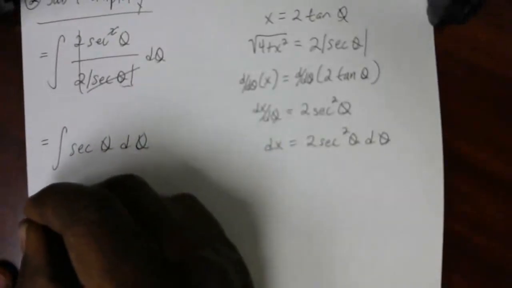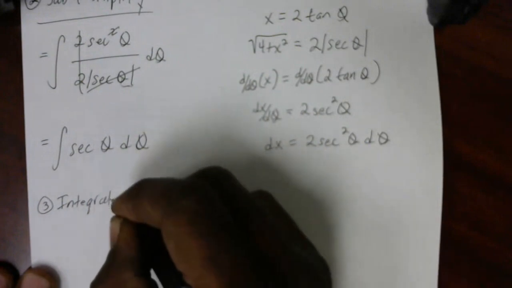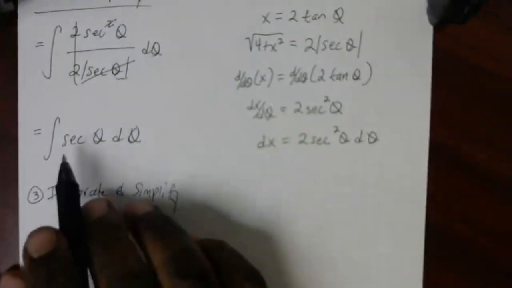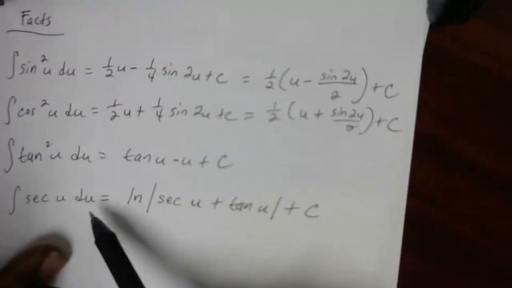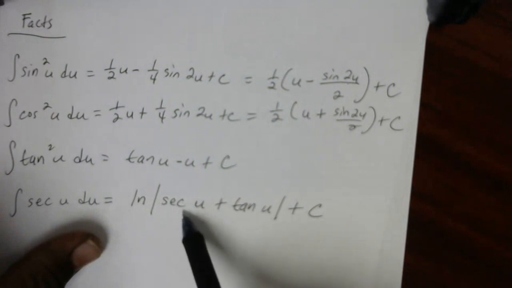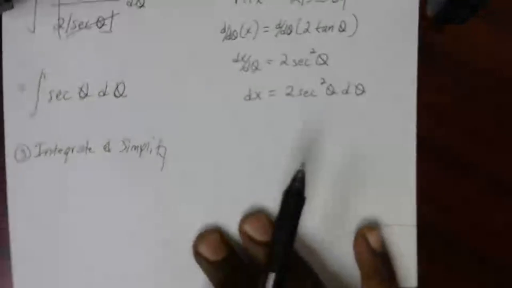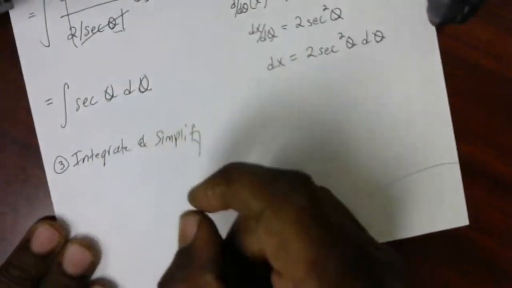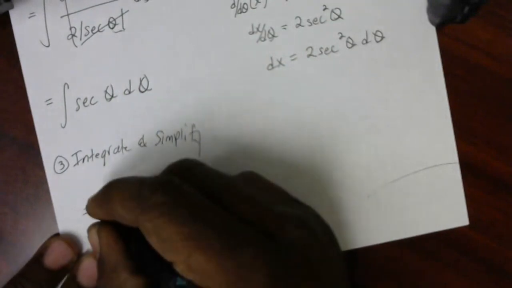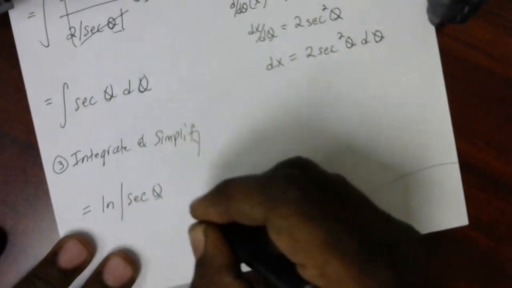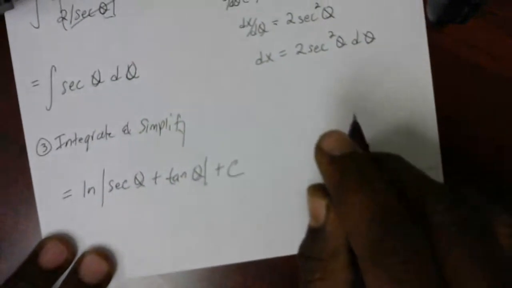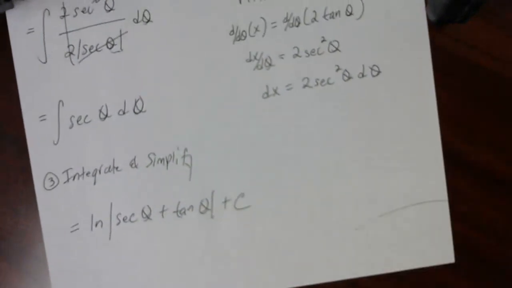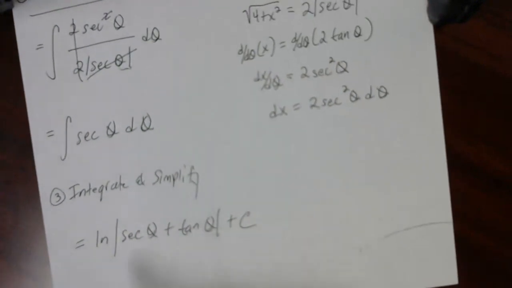All right, so the third step is to integrate and simplify. So now there's a formula to integrate secant u du. All right, so from our facts, the integral of secant u du is the natural log of the absolute value of secant u plus tangent u plus c. So once we integrate, we have the natural log of the secant of theta plus the tangent of theta. And since I don't have any limits of integration, I'm going to add my arbitrary constant. Okay. All right, so we've integrated.